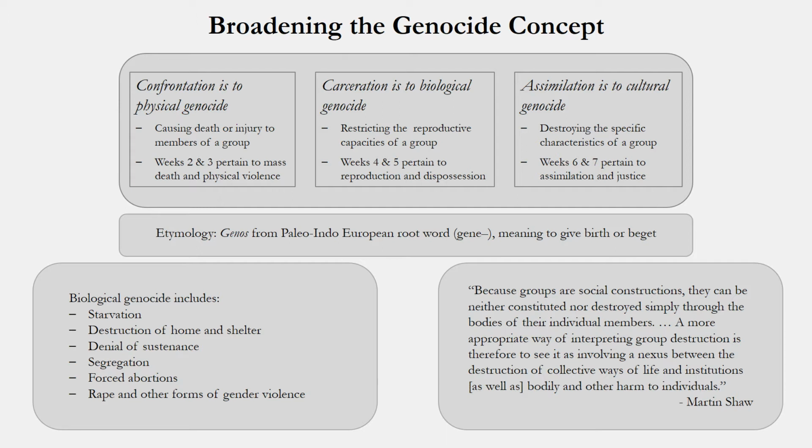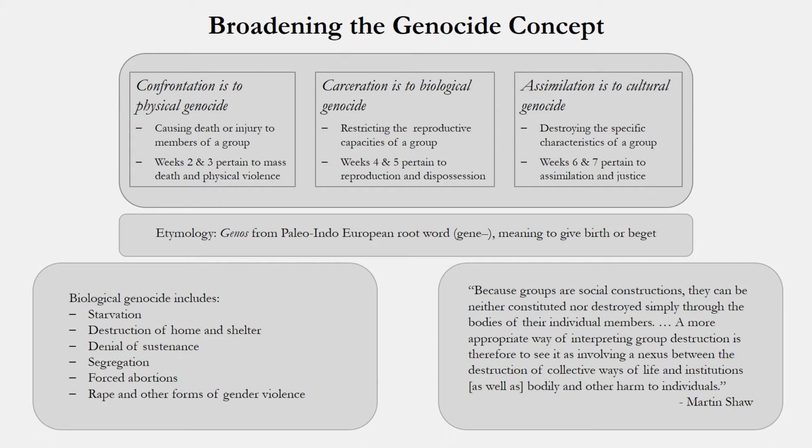For those of you who've taken Underpinnings with me, you may recall how I stressed the point that the etymological root word of genocide, genos, means to give birth or beget. The category of biological genocide opens up many different ways in which this reproductive capacity is destroyed, many of which involve forms of slow death techniques of destruction. Moreover, these techniques undermine not just the organic life forces of individual group members, but their collective social constitution as well.